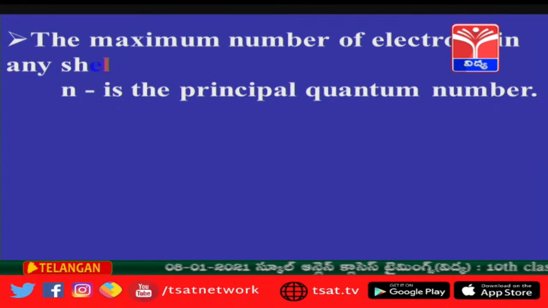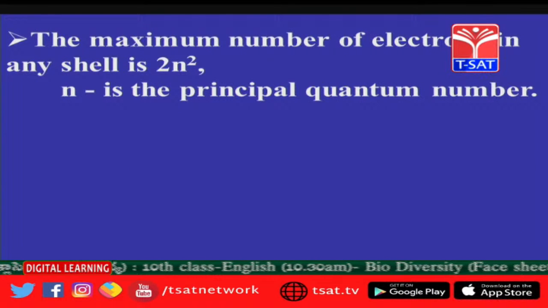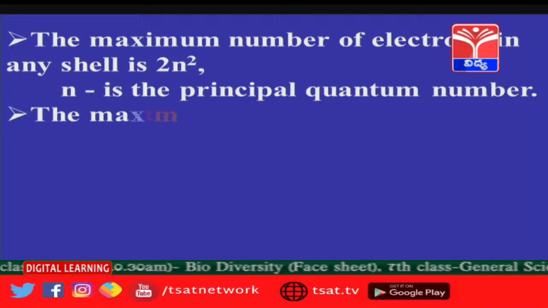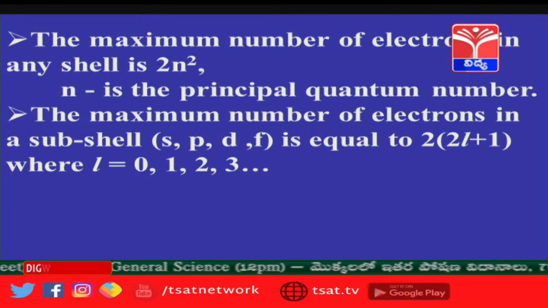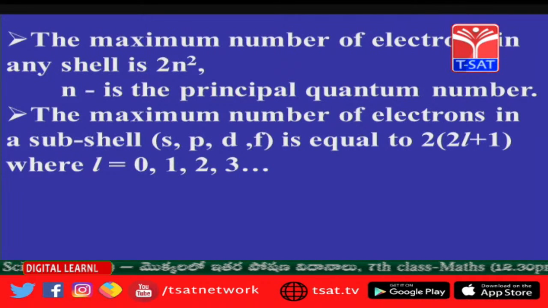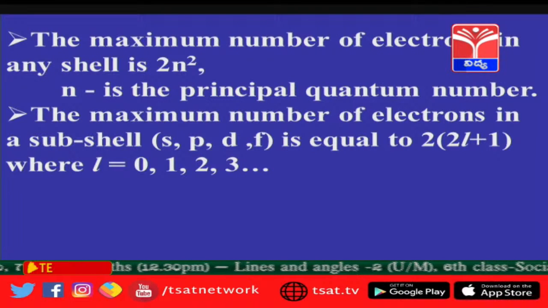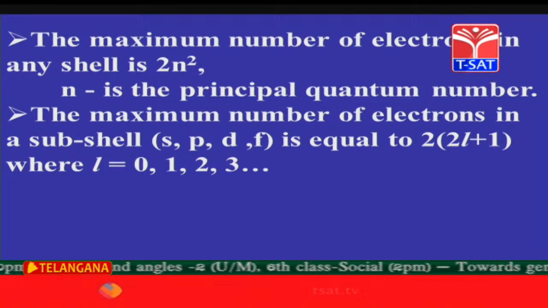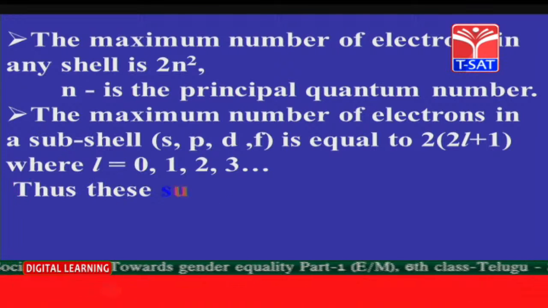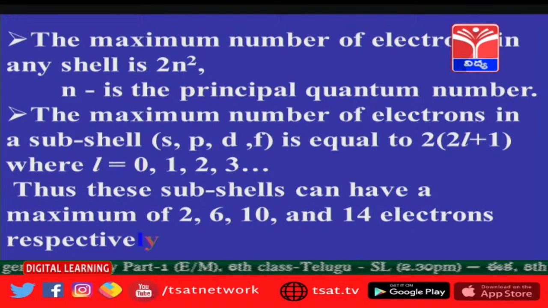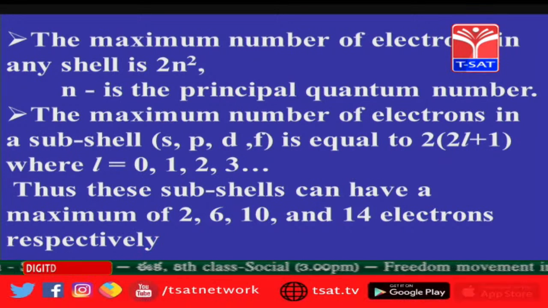The maximum number of electrons in any shell is equal to 2n squared. n is the principal quantum number. The maximum number of electrons in any subshell like s, p, d, f is equal to 2(2l+1), where l is equal to 0, 1, 2, 3: 0 for s, 1 for p, 2 for d and 3 for f orbital. Thus, these subshells can have a maximum of 2, 6, 10 and 14 electrons respectively.